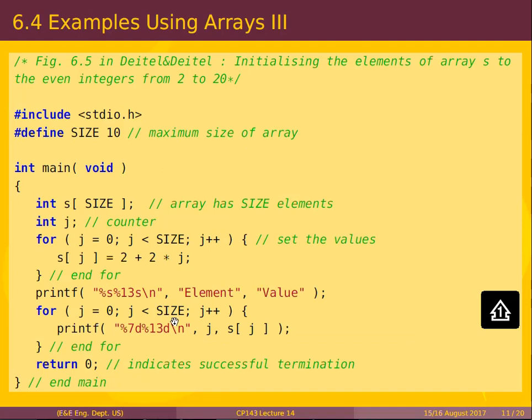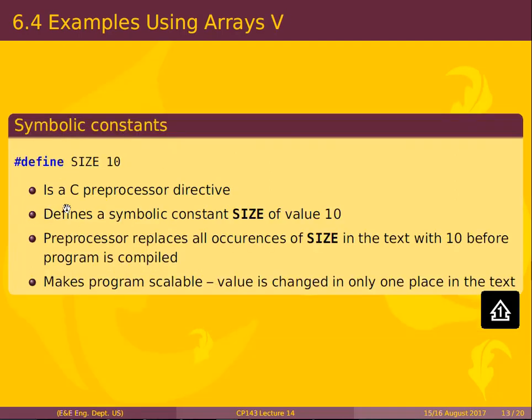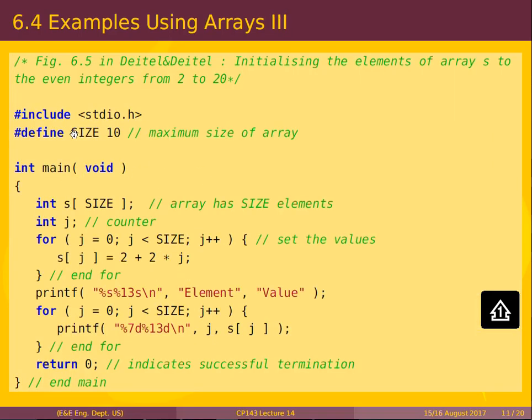It's actually quite neat. We have an array called s, and it's of a size here, and size is defined by this hash-defined statement. It's a preprocessor directive. When the compiler works, this preprocessor directive replaces this word capital SIZE with the value of 10.